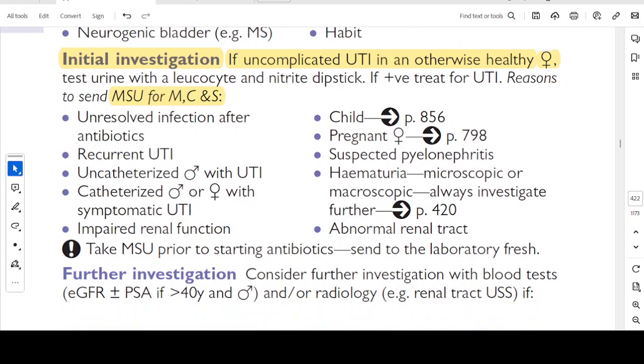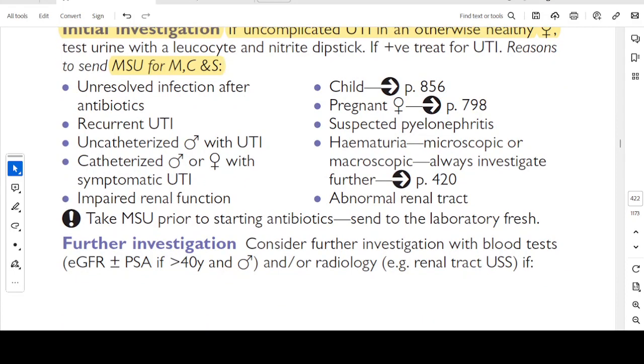Unresolved infection after antibiotics. Initially, for an uncomplicated UTI, give 3 days of antibiotic. If after 3 days of empirical antibiotic the infection is not resolved, send urine for microscopy, culture and sensitivity. Recurrent UTIs. Uncatheterized male with a UTI: usually males are not susceptible to UTIs, so if there is a male with a UTI, you have to send for microscopy and culture.